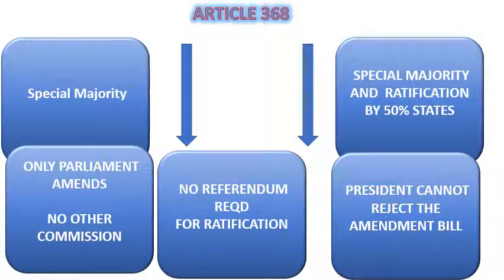So, which article of the Indian Constitution talks about the amending procedures? It is Article 368 and it talks about two provisions. One is special majority, which we have already understood, and the second one is special majority and ratification by 50% of the states. Article 368 also says that it is the Parliament only which can amend the Constitution. No other commission, no other organization in the country has been given the power to amend the Constitution.